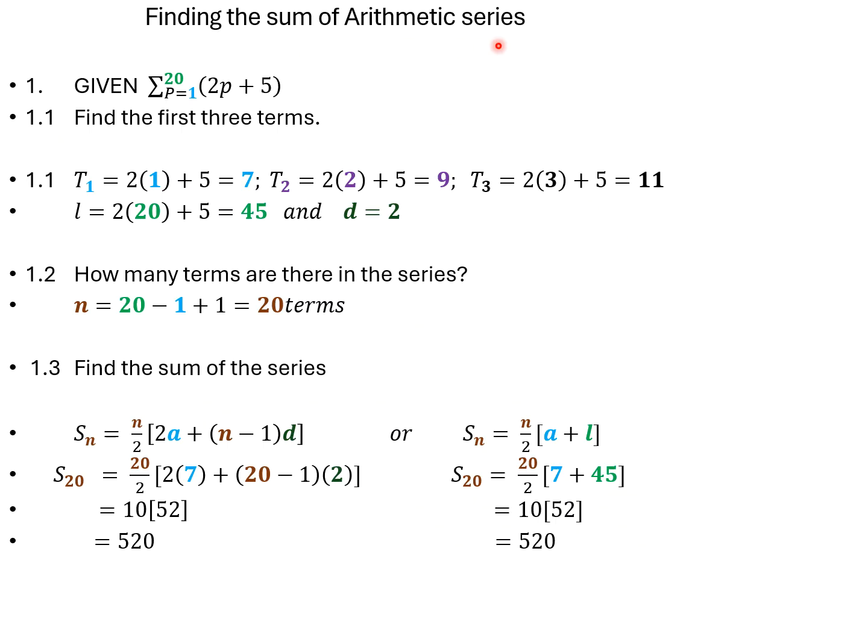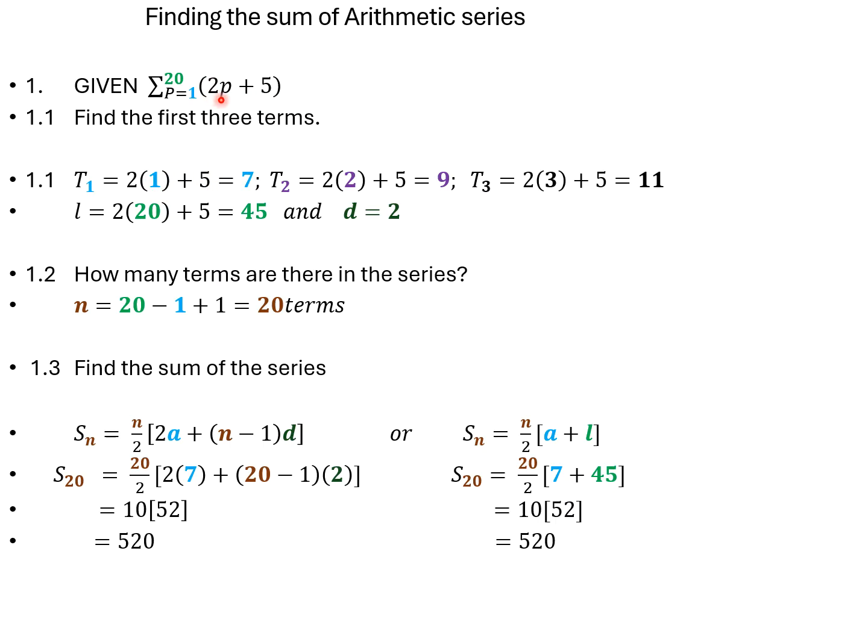So finding the sum of arithmetic series, they say given summation p equal to 1 to 20, and in brackets they give 2p plus 5. So they have p and they have p. So I'm going to test substitution. First we're going to always find the first three terms when we're given this. In the exam, it will just say evaluate. Right, so first I'm going to substitute 1 for p. So that gives me 2 times 1 plus 5. 5 plus 2 would give me 7.